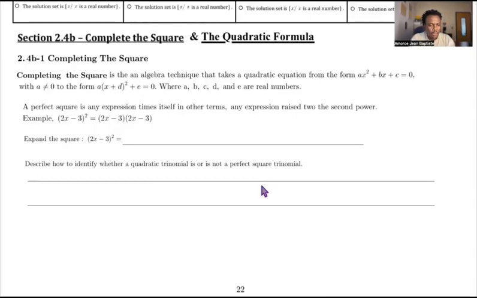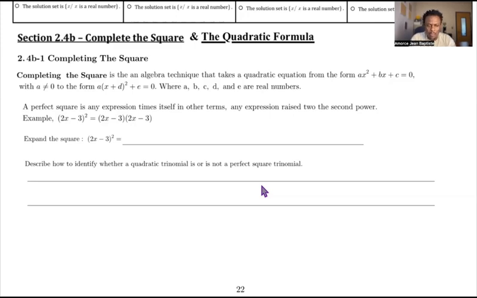This section, completing the square and the quadratic formula, will be about another method of solving quadratic equations. We're going to talk about practice on completing the square first, and then we will solve using the quadratic formula. So what is completing the square?